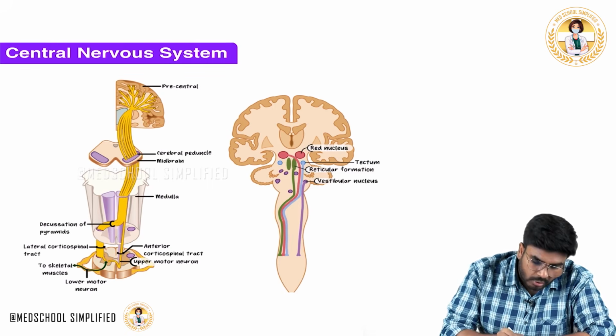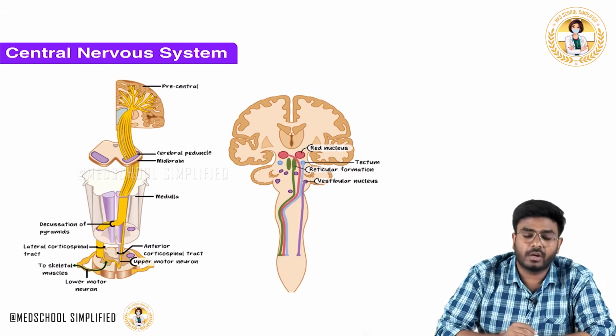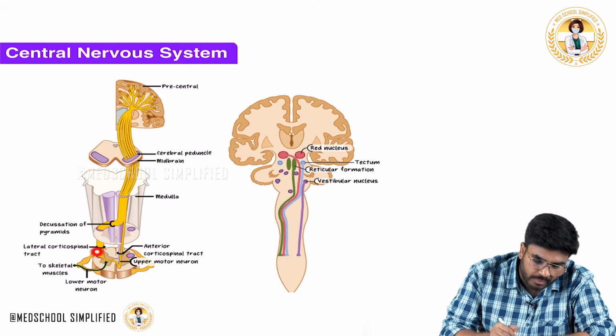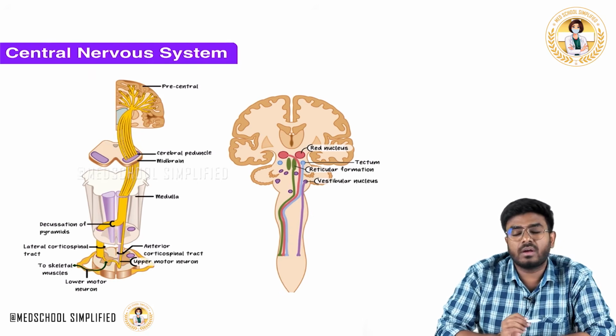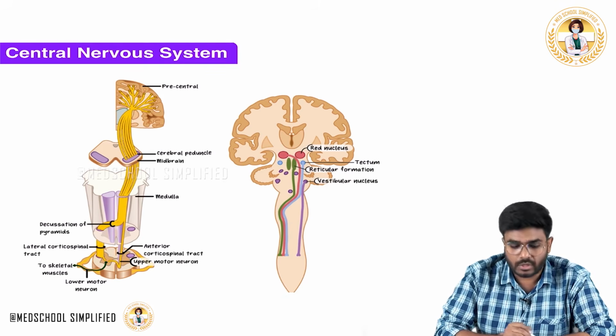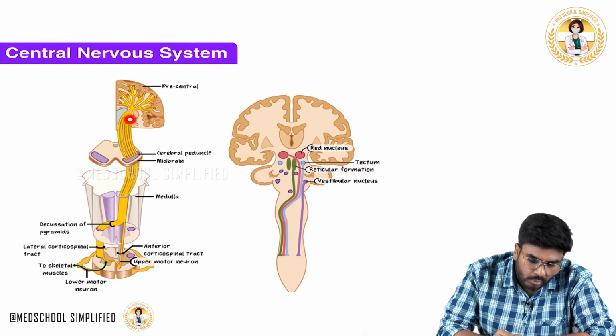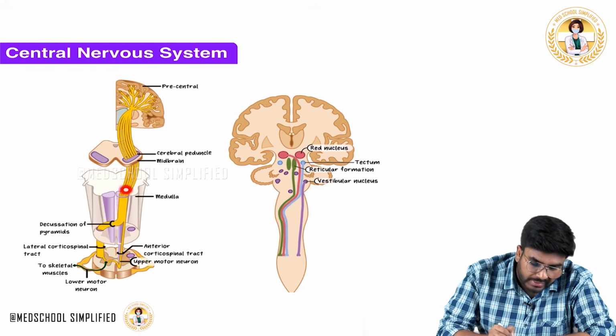Okay, so corticospinal: from the cortex, these fibers are coming down into the spinal cord. So these are called corticospinal tracts. Not only that, these fibers are also called pyramidal tracts. And why are we calling them pyramidal tracts? Because these upper motor neurons go through the midbrain, through the pons, and through the medulla. In the medulla, they pass through a region called the pyramids.